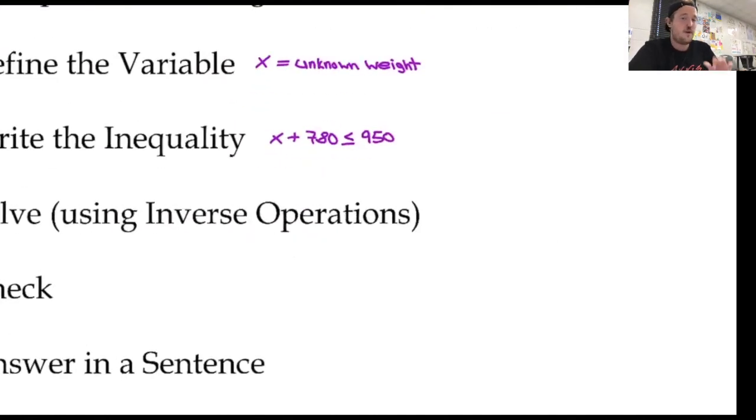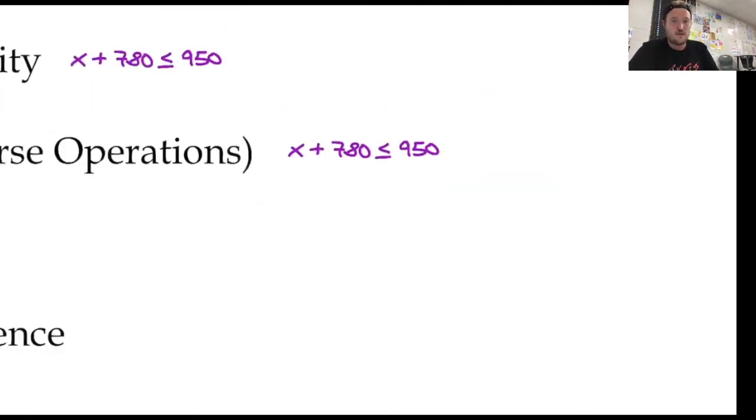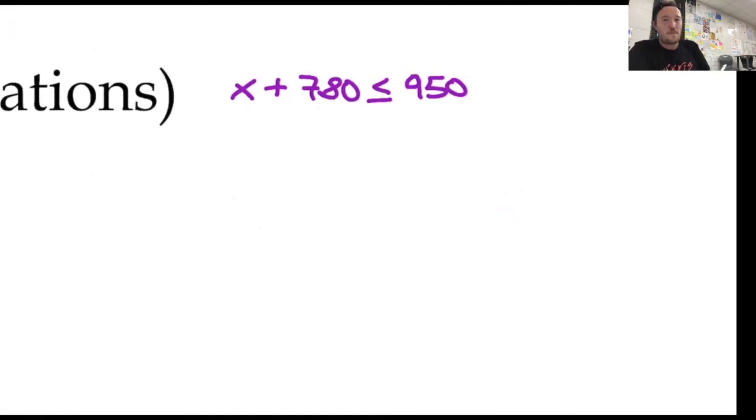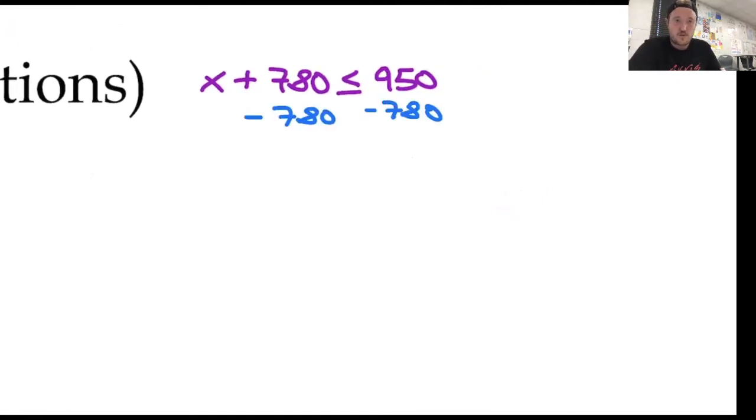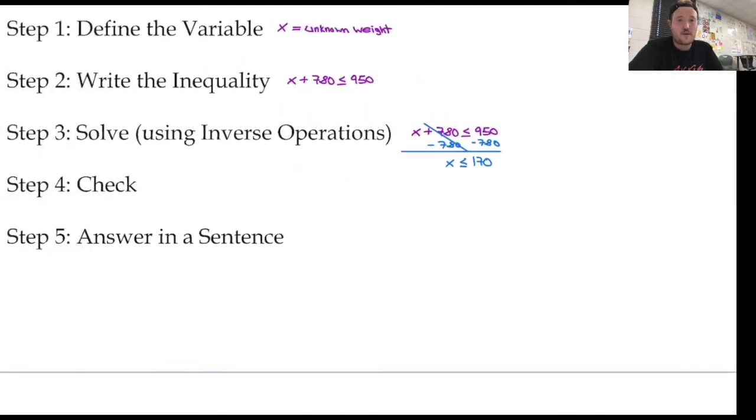So once you actually come up with that inequality, then you can solve it. So this is step 3. You're going to use your inverse operations. All right, so we're going to subtract 780 on both sides. So these are going to zero out. So you're going to have x less than or equal to 170.